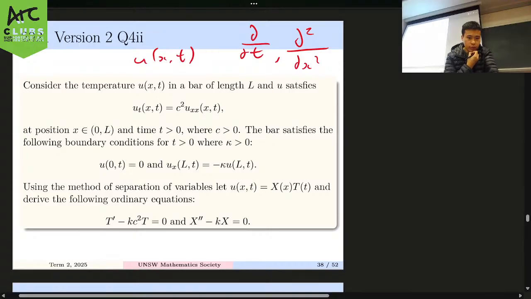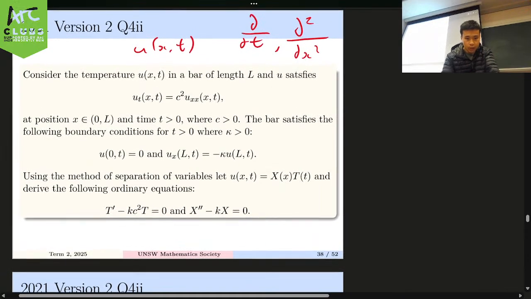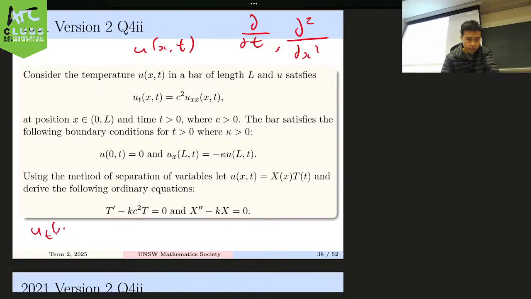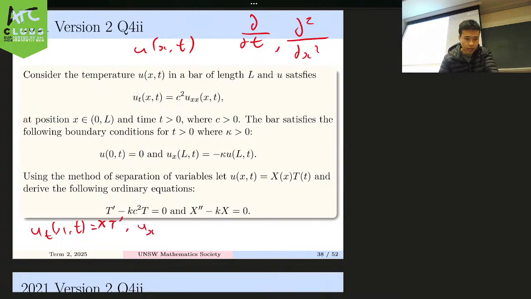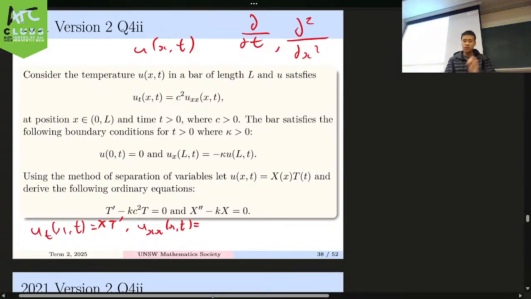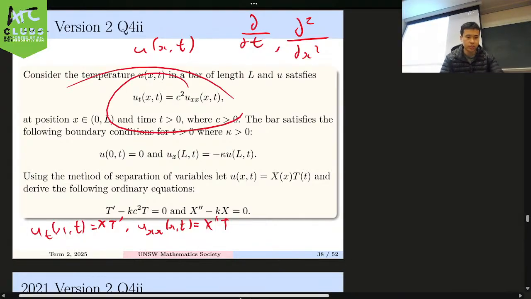Here we can first differentiate our u with respect to t. When we're partially differentiating, X doesn't matter, it's a constant in the t world, but T becomes T dash. So u_t is X times T dash. Then u_xx: we differentiate in x this time, twice. We differentiate X once, X prime T, and again, X double dash T. Okay, and then we're going to use this fact here to link the two together.